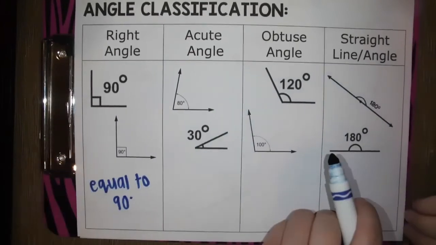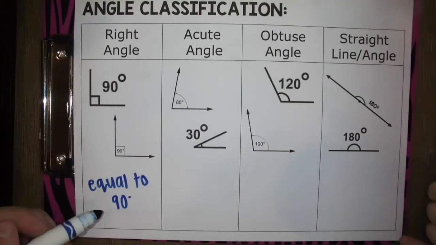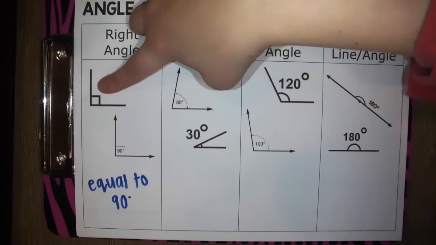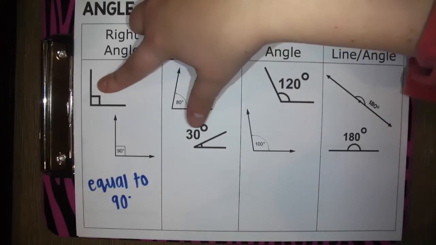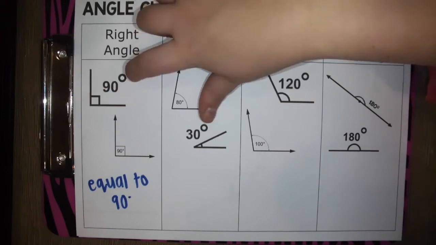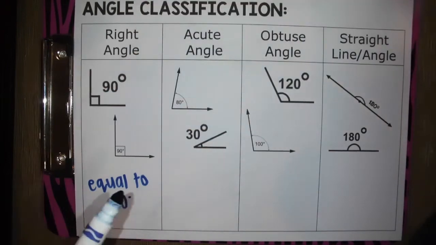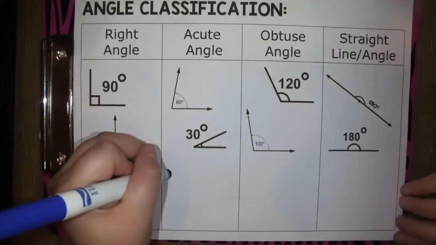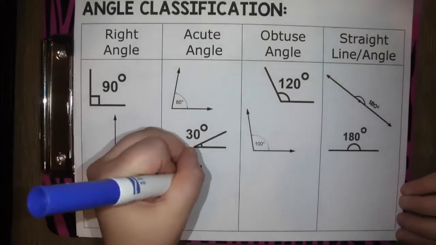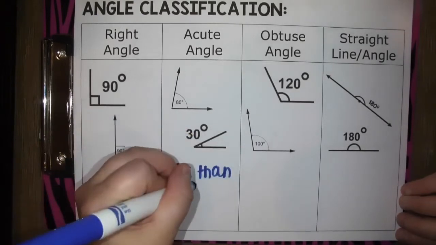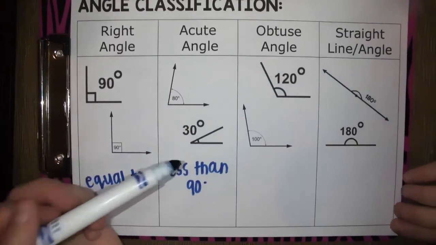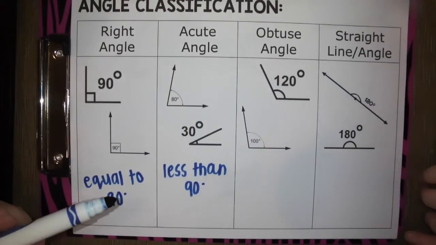Another important thing to notice is that each of those 90-degree angles have boxes in the corner. Honestly, that box is all we need to say that it is a right angle. But sometimes you have the right angle and the box, which is just a double bonus. So, on to acute angles. Acute angles are always going to measure less than 90 degrees. That is why angles measuring 80 degrees and 30 degrees are both classified as being acute.